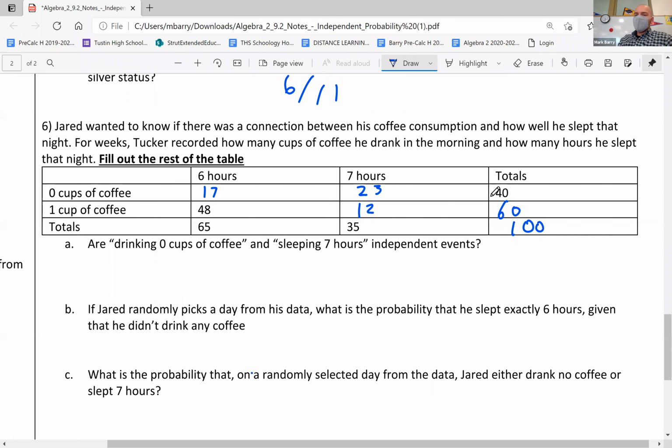And you can figure that out, whether we're doing 40 plus 60 is 100 out of the coffee, or from the sleeping, 6 hours or 7 hours, 65 plus 35 gives you 100 as well. All right.